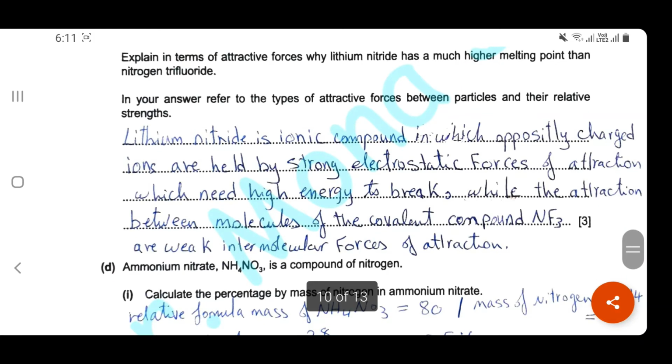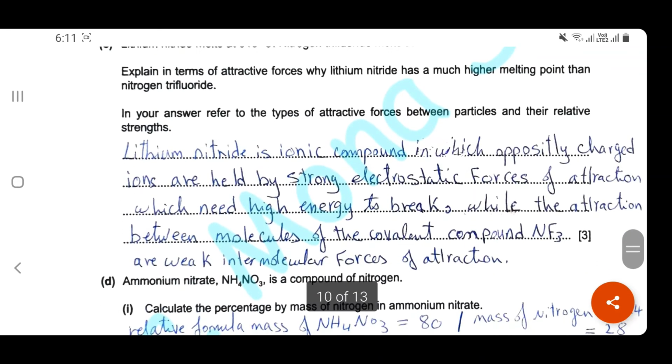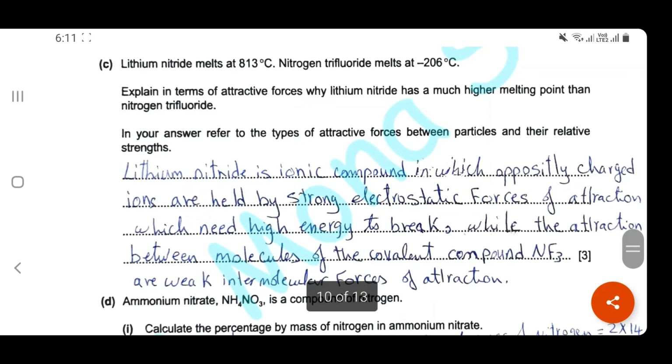So lithium nitride is an ionic compound in which oppositely charged ions are held by strong electrostatic forces of attraction, which need high energy to break. Here you mention that it's an ionic compound and the ions are held by electrostatic forces of attraction, and this is the mark needed here. Oppositely, you have to mention what the type of bond is in nitrogen trifluoride, and the attraction between molecules. In the case of the covalent compound nitrogen trifluoride, there are weak intermolecular forces of attraction, which can be broken easily, so it has a low melting point.